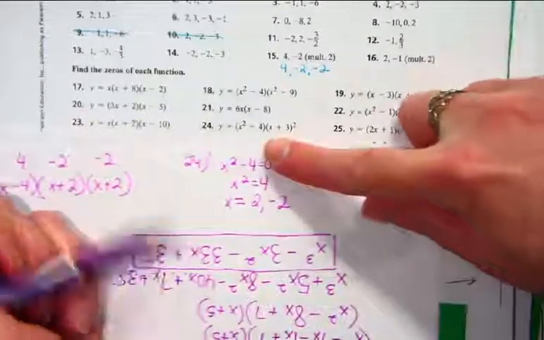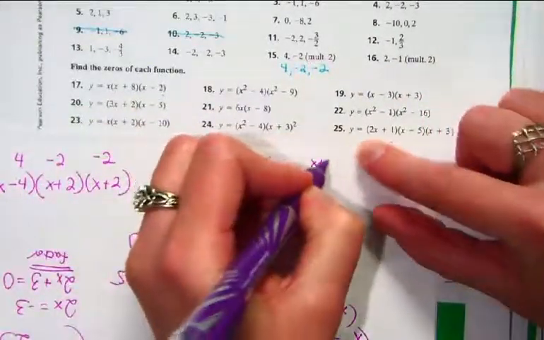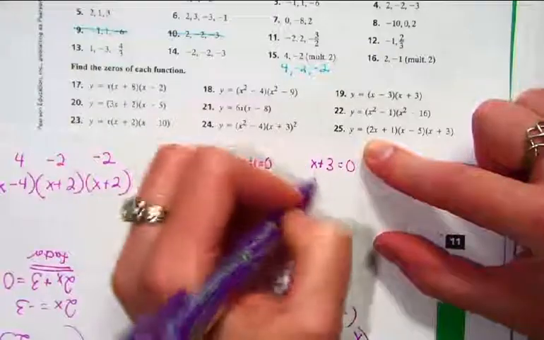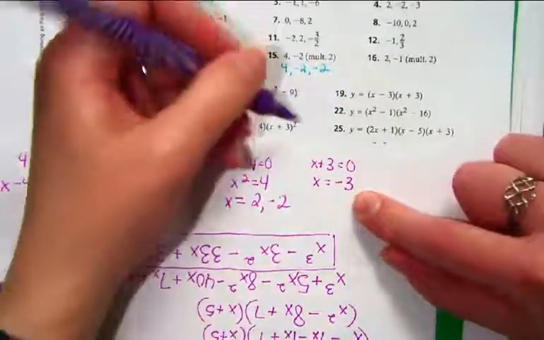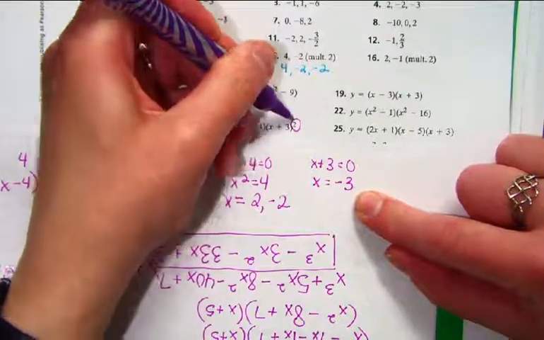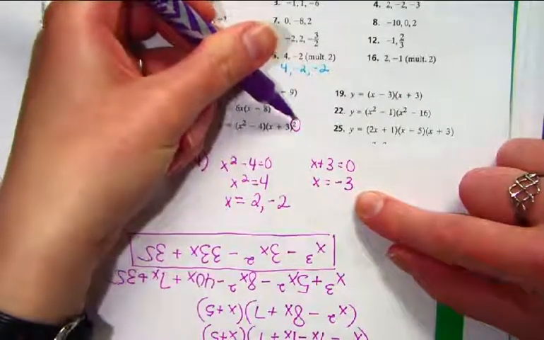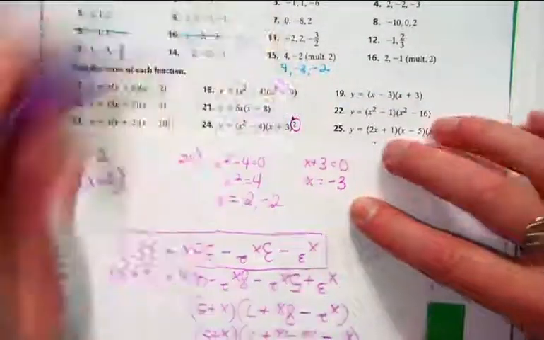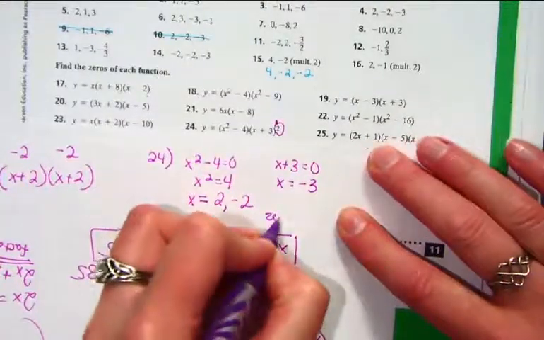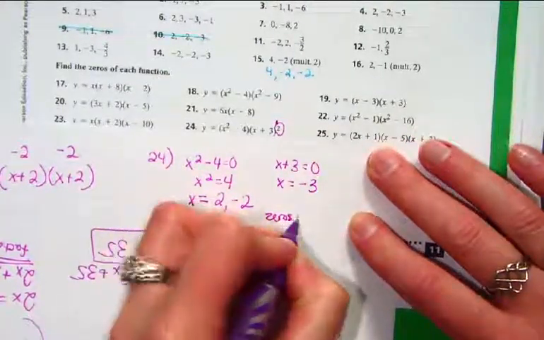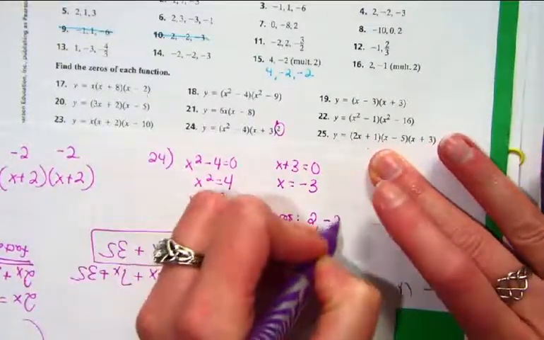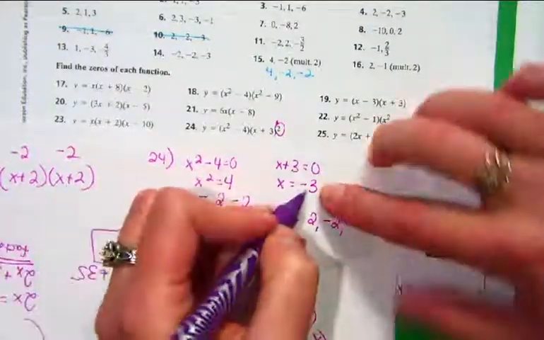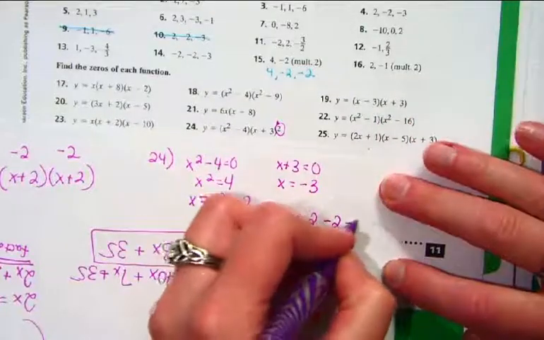Now I've got this other one here where I have x plus 3. Set that factor equal to 0. X would be -3. Here's the 0. This squared number right here, that's what's telling me the multiplicity. So when I'm listing out the zeros for number 24, I'm going to say we have a 0 at 2, at -2, and at -3. Those are my zeros.